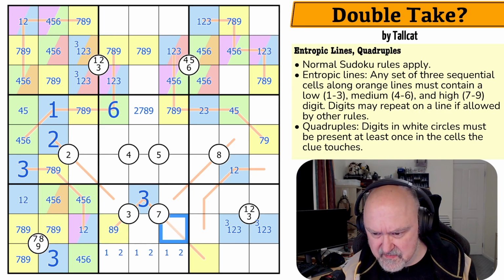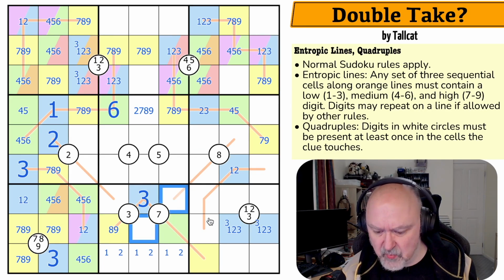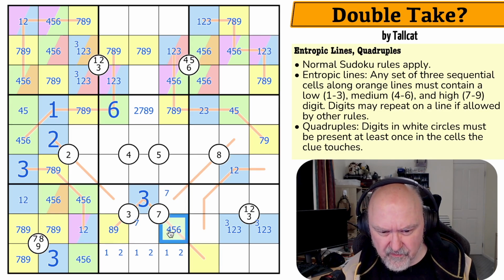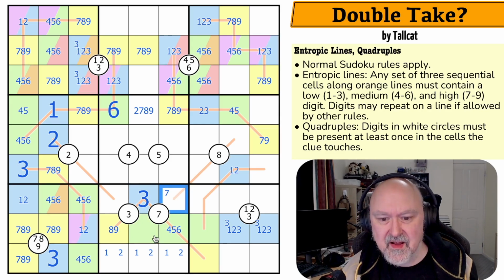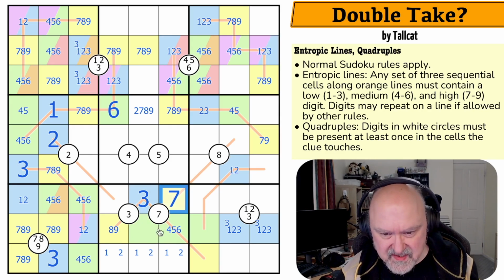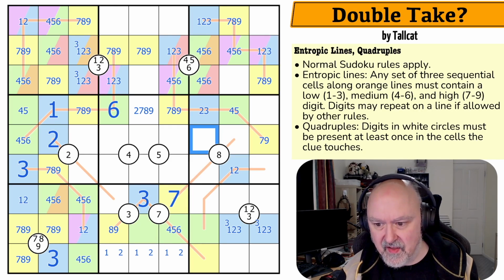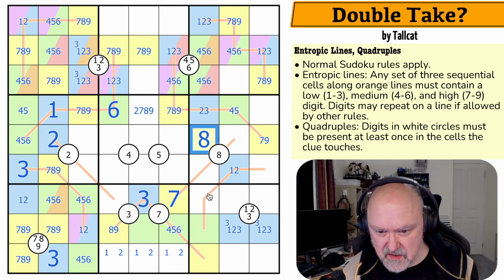This is a medium digit. So 7 is in one of those two. This is 4, 5, or 6. But these are both medium now. That's the thing. That's not the 7. That's the 7, making that the high digit. These are not high. That is the high 8.